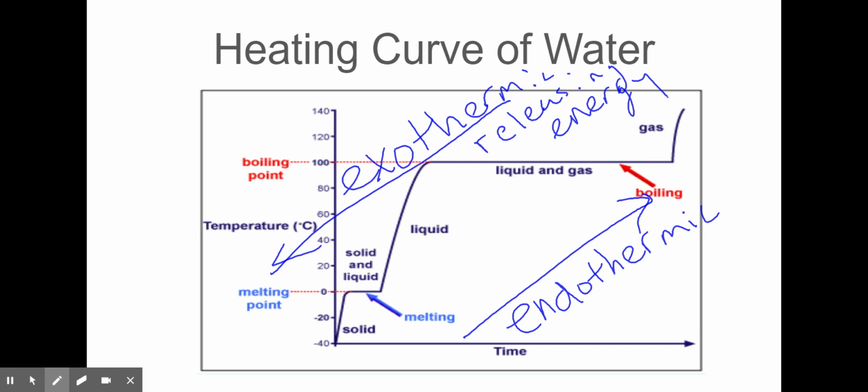And that's because you're releasing that energy. So your particles are getting closer together. They're slowing down, they're getting closer together. Endothermic means they're absorbing energy. You're absorbing energy, those particles are getting farther apart, they're moving faster.